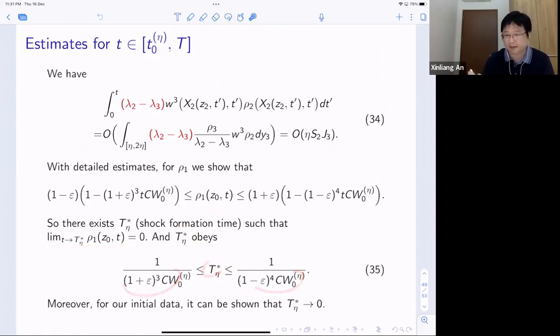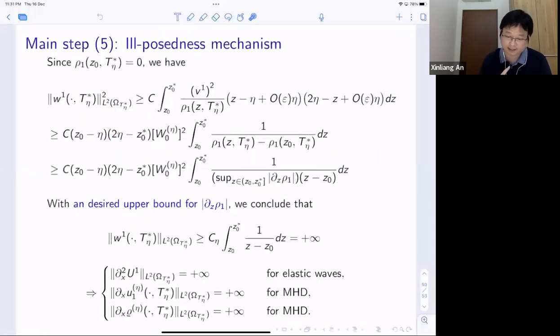And for the family of data we choose, eta goes to zero and W naught eta goes to infinity. So this renders that the shock formation time will shrink to zero as eta goes to zero. In the last slides, we said that's why we coined that the ill-posedness is driven by shock formation. It can be seen here.